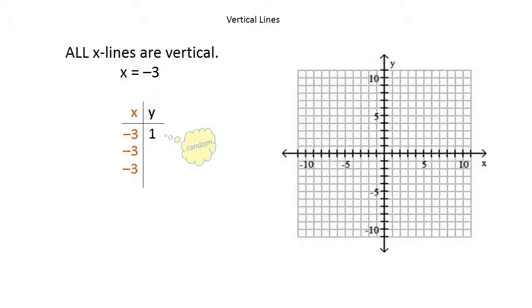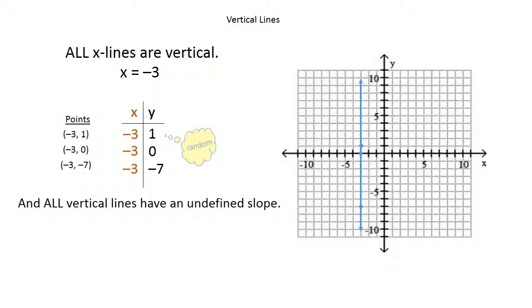That doesn't matter. So you could pick a positive value, you could pick a 0, and you could also pick a negative value, as long as all those x's are -3. Then you could gather your points together and graph your vertical line at x equals -3. It's got some of the points on it.